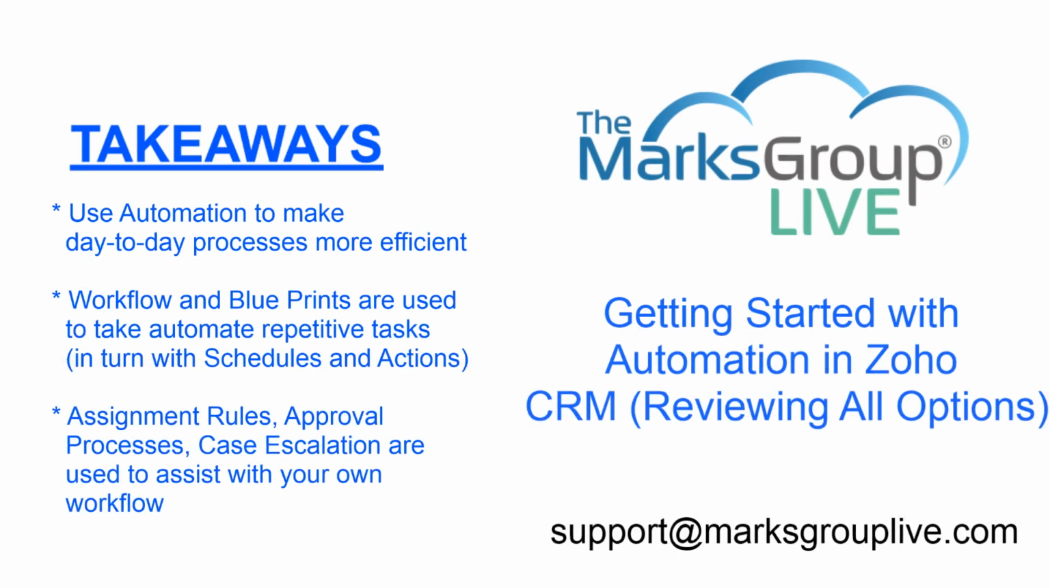Okay, so going back to our takeaways, automation is there to make your day-to-day processes much more efficient. That's why we've got CRM, and that's what we want to do. Workflows and blueprints are used to automate repetitive tasks. They work in turn with schedules and action items, right? Actions like emails, tasks, and so forth. And then at the end, we've got assignment rules, approval processes, and your case escalation.